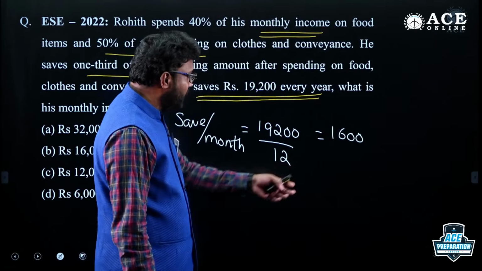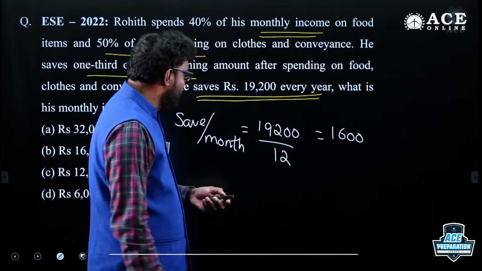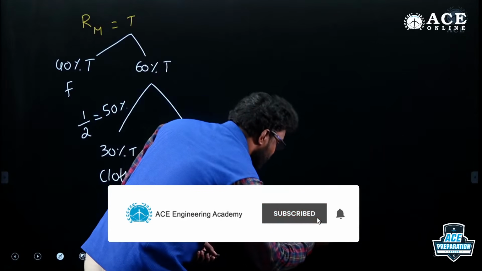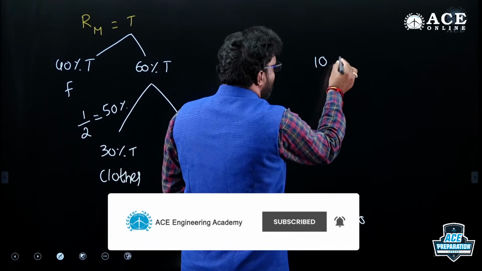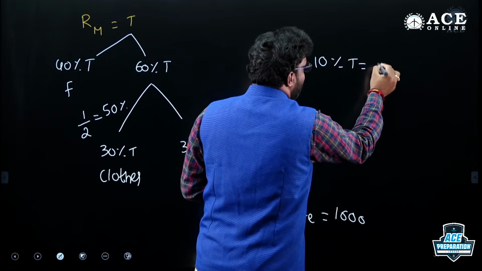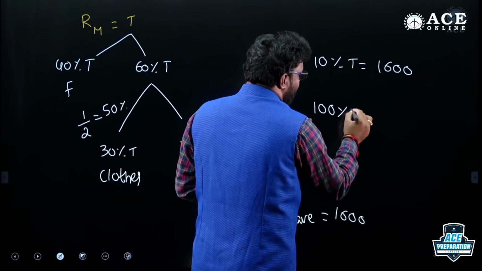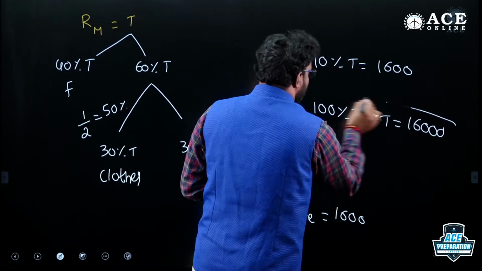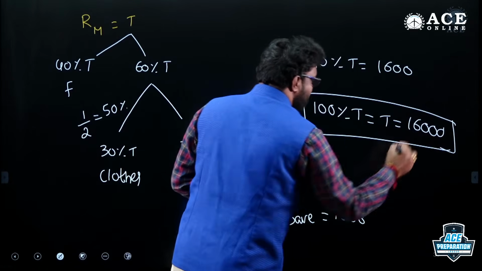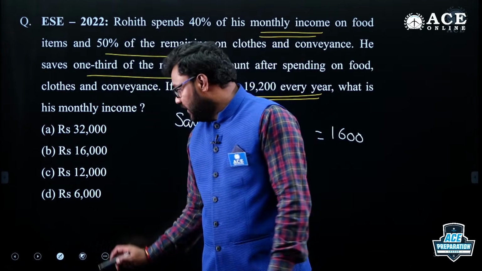So yes, this is equal to 1,600. 10% is 1,600. 100% is the total, right? You have to multiply by 10. 100% means that's the total. Total is nothing but 16,000. What is the monthly income? Total monthly income is 16,000.